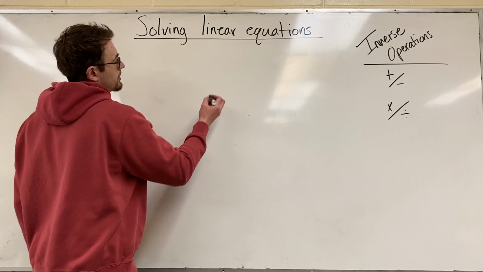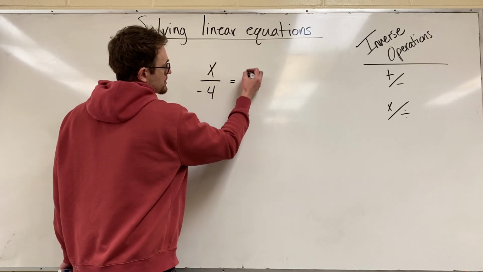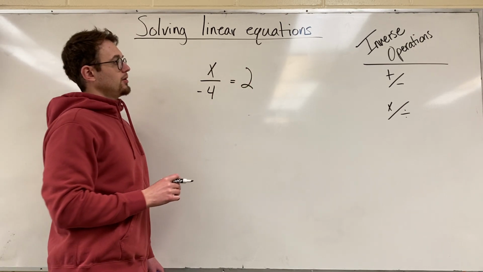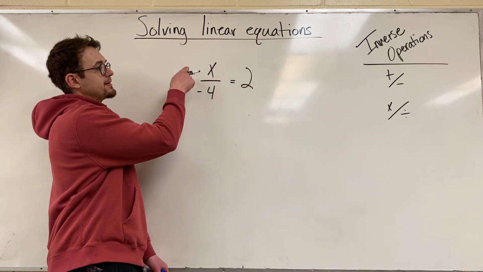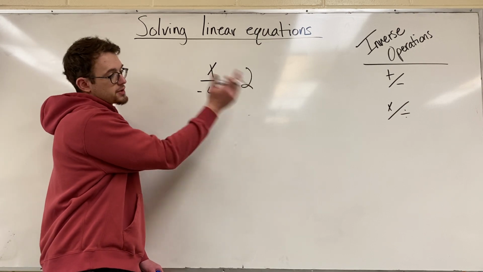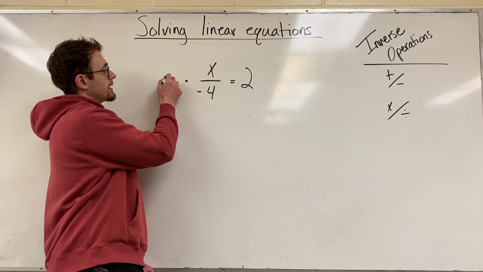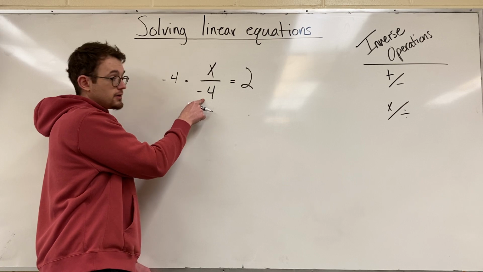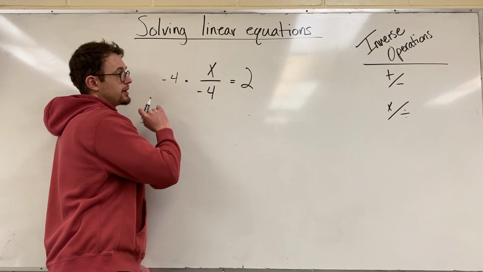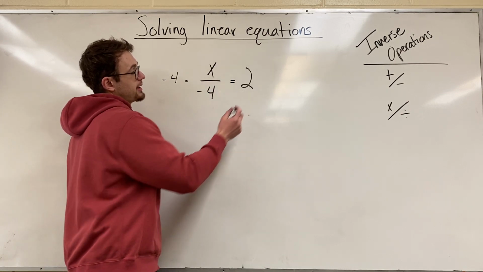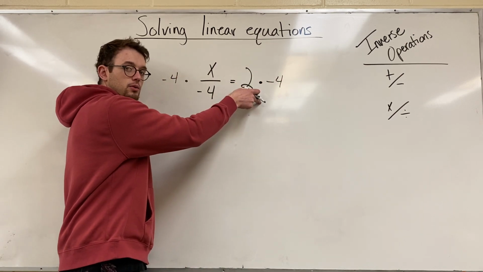Do another one-step. What if I have x over -4 equals 2? Well, when I have fractions, fractions are division. So this x is being divided by a -4. So what's the inverse operation of division? Multiplication. So I'm gonna multiply by -4, because that's the number that is doing the dividing, and that's what I need to get rid of. I'm also going to multiply by -4 over here, because what I do to one side, I gotta do to the other side. That's the rule.